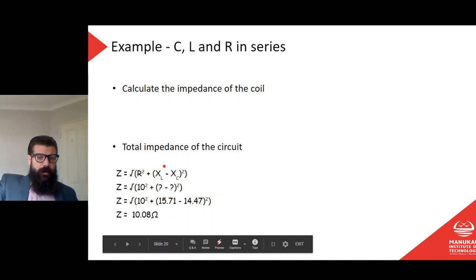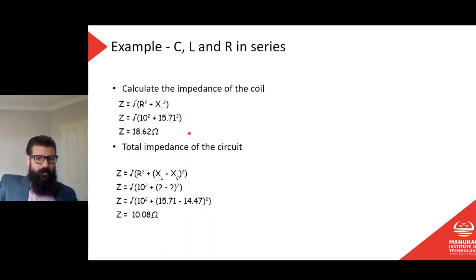Okay, we've got total impedance of the circuit. I think this is a little bit backwards. Let me just bring it all up. There we go. So calculate the impedance of the coil. Well, in this case, the coil, remember, had a resistance of 10 ohms, which is just the resistance of the wire in that coil, and inductive reactance of 15.71, which we just worked out on the previous slide.